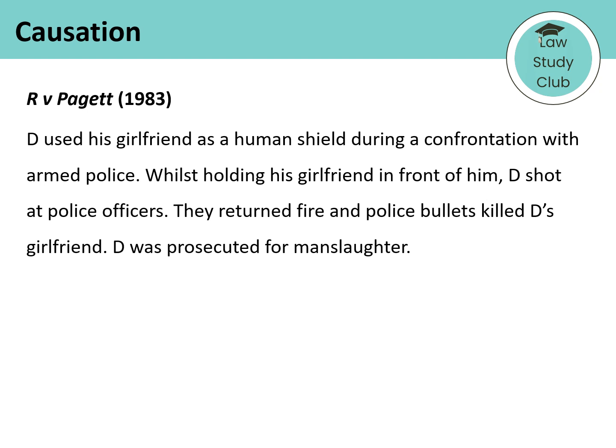A useful case to demonstrate factual causation is R v Paget from 1983. The defendant used his girlfriend as a human shield during a confrontation with armed police. While he held his girlfriend in front of him, the defendant shot at the police officers. They returned fire and it was police bullets that killed the defendant's girlfriend. The defendant was prosecuted for her manslaughter.